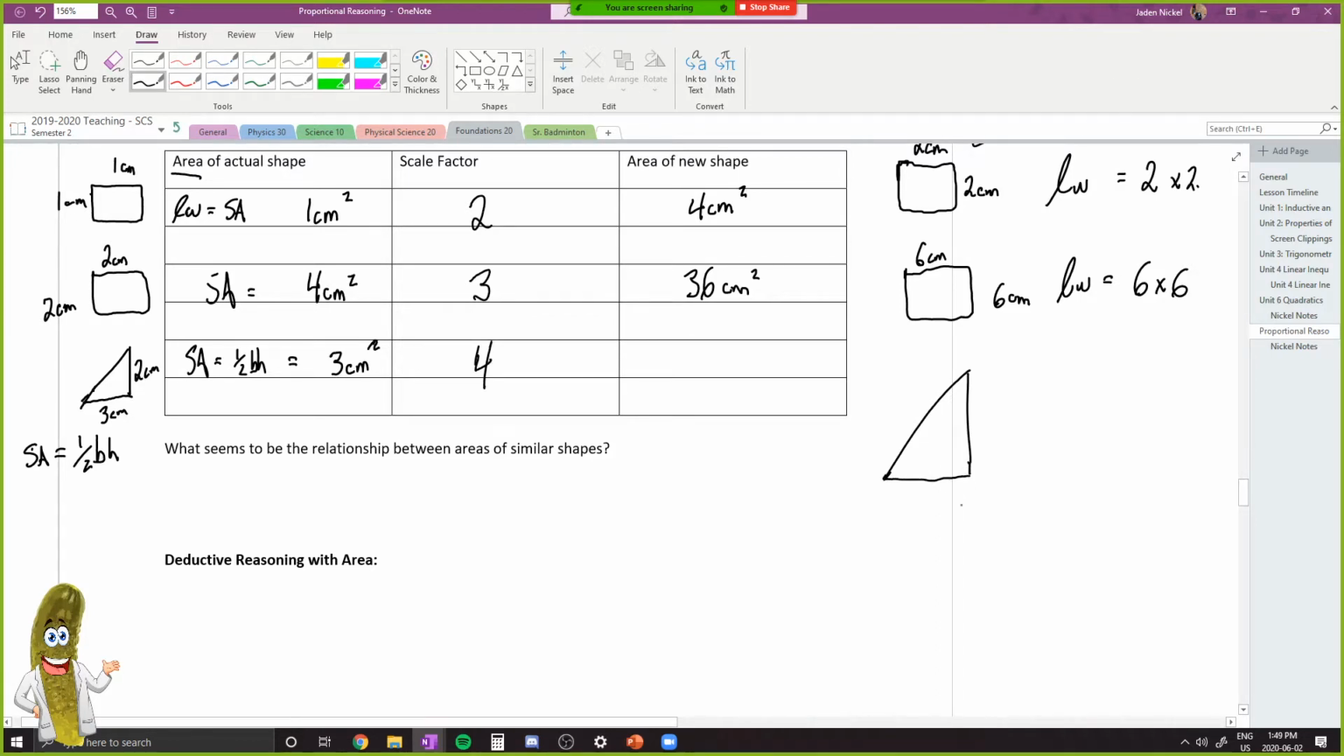Again, I would need to multiply both dimensions. I would need to multiply both dimensions by 4. So 3 times 4 would be 12 centimeters. 2 times 4 would be 8 centimeters. And then to find out the surface area, want to go 1/2 times 8 times 12. 8 times 12 is 96, if you remember your grade 3 times table, grade 4 times table. And then half of 96 is 48. So the surface area of that is 48 centimeters squared.